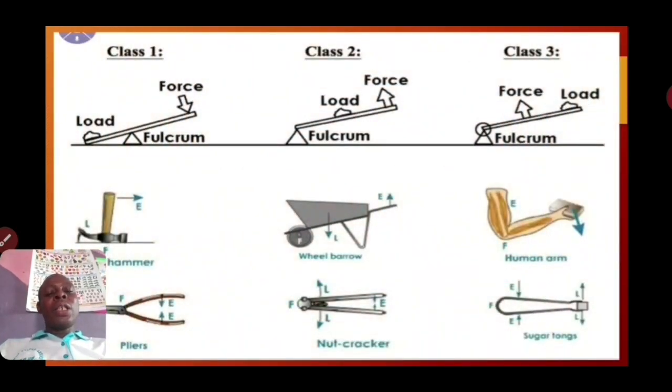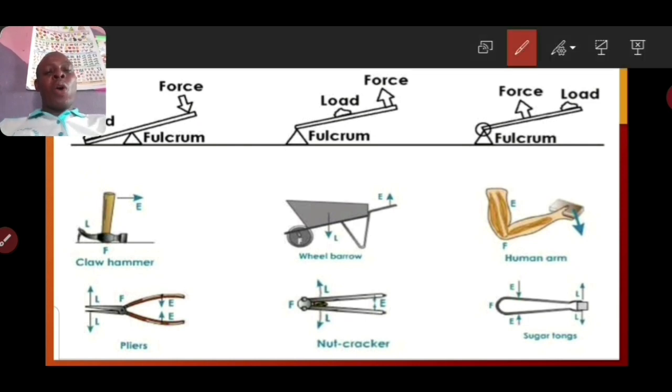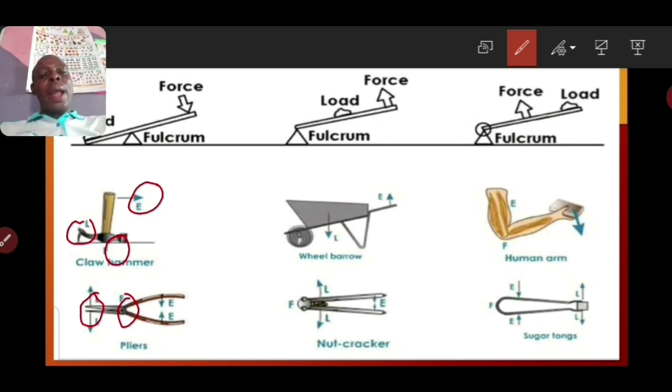Let's look at this. This is a summary of what we just said. You can see here the first class, the summary of all the classes of lever. You can see the effort here. You can see the nail which they are pulling at is the load, and the fulcrum is this place here. Then you can see the plier, the same thing. This is the load. This is the fulcrum where it turns. Anywhere a machine turns is called the fulcrum. And here is where you put the effort, where you have to press.